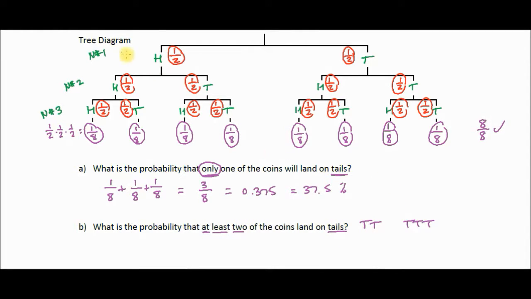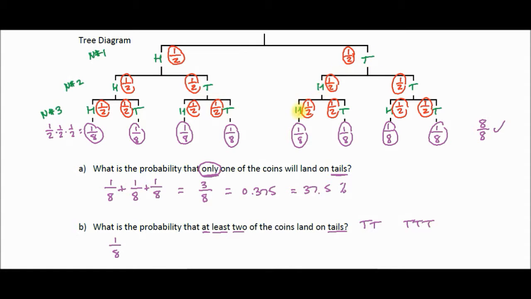Take a look at our tree. Heads, heads, heads, no good. Heads, heads, tails, no good. Heads, tails, heads, no good. Heads, tails, tails. Yep, we got two coins landing on tails there, so we've got one branch that makes us happy. How about this side?